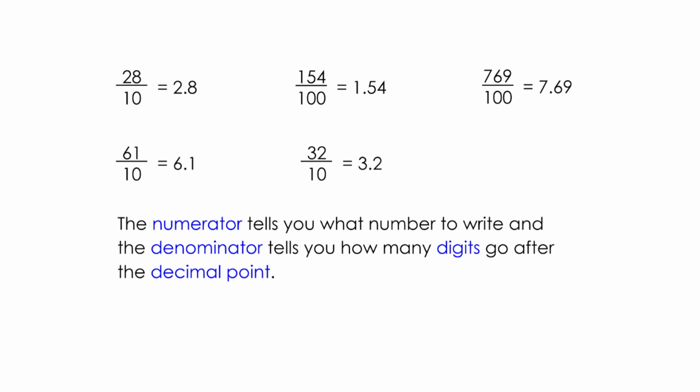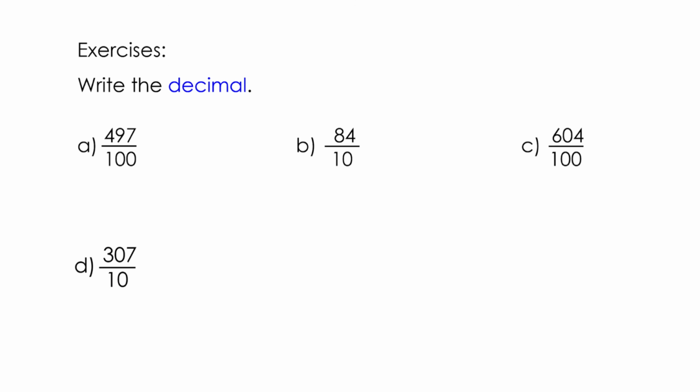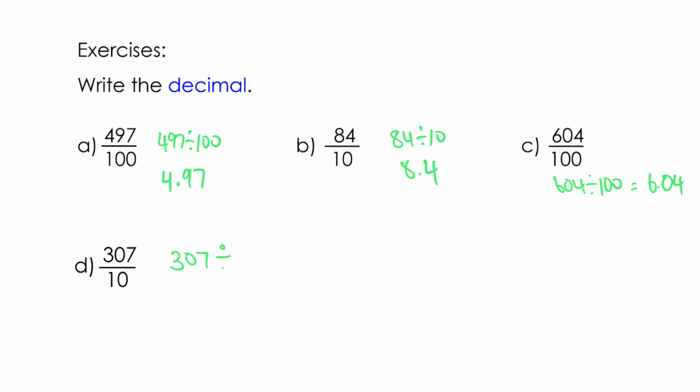So there are some examples here. The numerator tells you what number to write, and the denominator tells you how many digits go after the decimal point. So this is stuff that we've been talking about since the beginning of this unit. And the slide says, write the decimal. So once again, simple. 497, divide this by 100, 4.97. 84 divided by 10, 8.4. 604 divided by 100, that gives you 6.04. And the last example today, 307, divide this by 10, you would get 30.7.